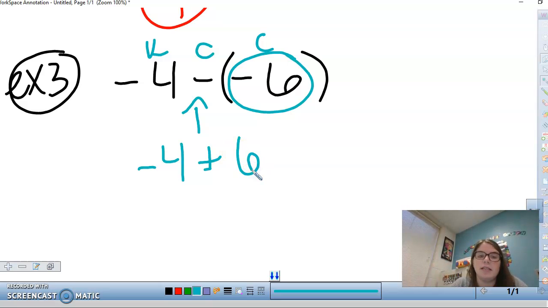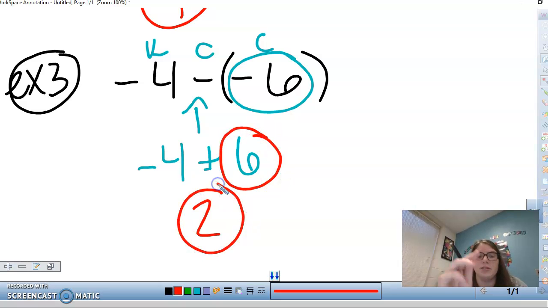Now I can see that these are different signs. Since I have -4 plus a +6, they're different signs, so I subtract. 6 minus 4 is going to be 2, and I keep the sign of the bigger number. My bigger number is 6, so it's going to stay positive, so my answer is just going to be 2.